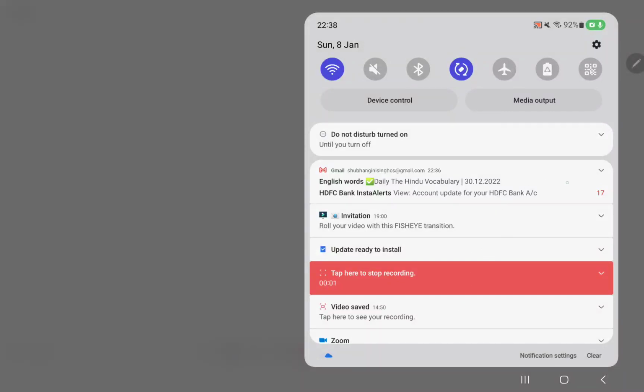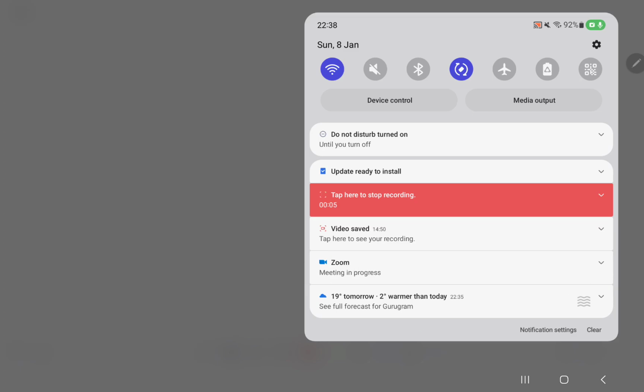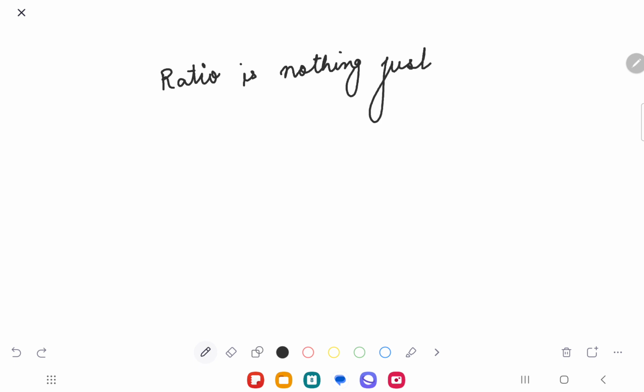Adam, just tell me one thing. Let's suppose, what is ratio? Ratio is nothing but just a fraction. Just a fraction.